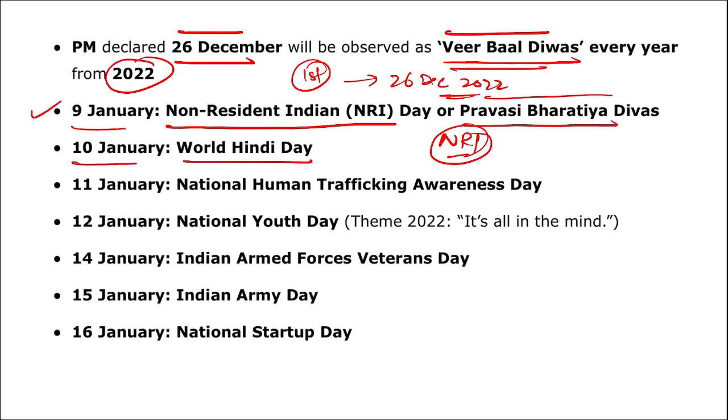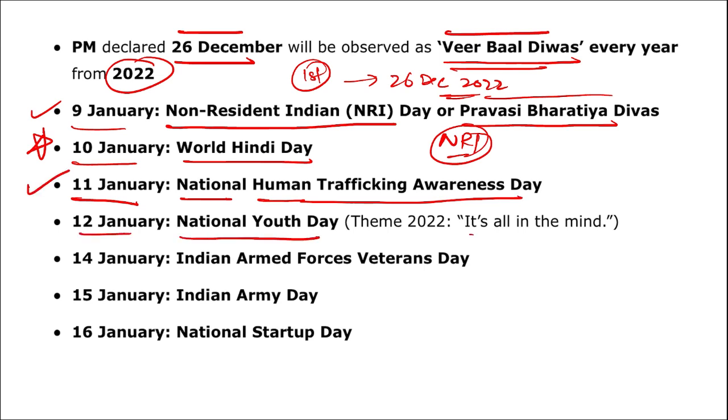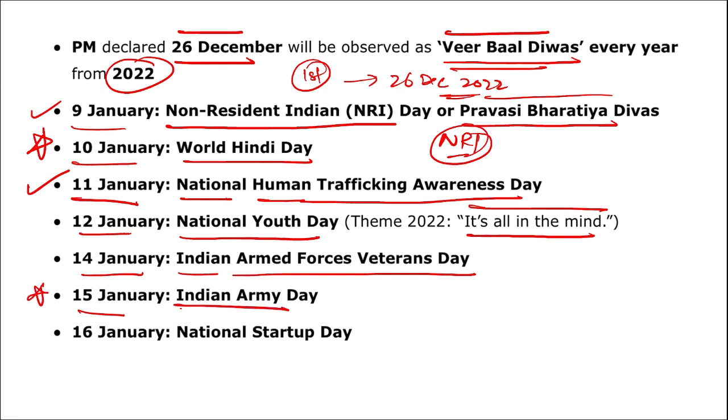10th of January we observe World Hindi Day, highly important. On 11th of Jan, we observe National Human Trafficking Awareness Day. 12th of Jan, National Youth Day with the theme It's All in the Mind. Then on 14th of Jan, Indian Armed Force Veterans Day.